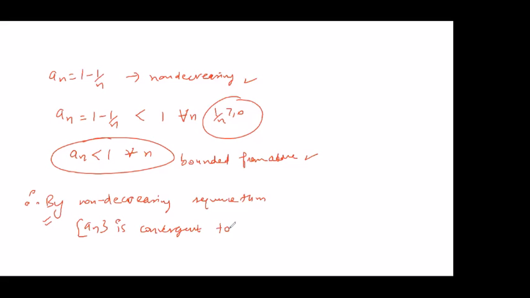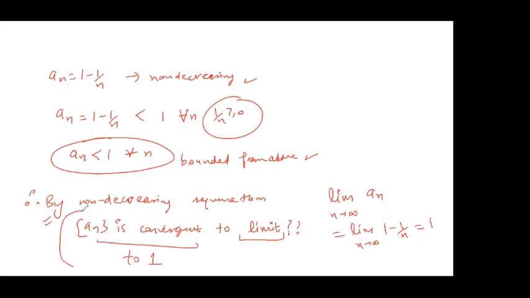But if you want to write that it is convergent, you should also say what the limit of that sequence is. Then how will you find it? You have to find it this way only: limit n tending to infinity of an. So limit n tending to infinity of 1 minus 1 by n is 1. It is very clear. So this sequence is convergent to 1. That's your answer for this question. This is non-decreasing, bounded from above, and therefore convergent, and convergent to 1.